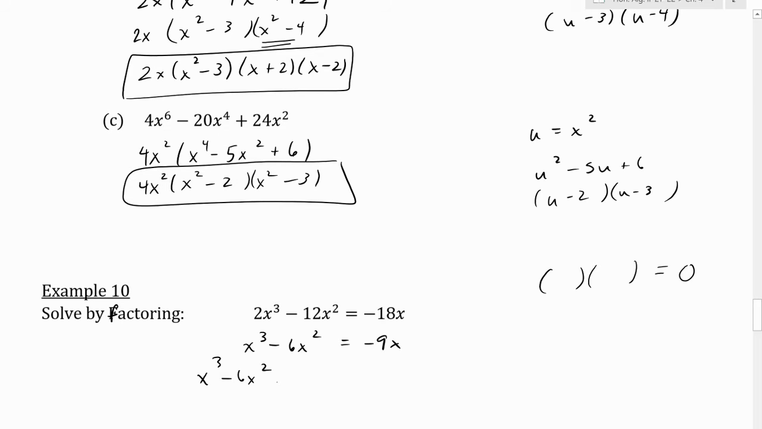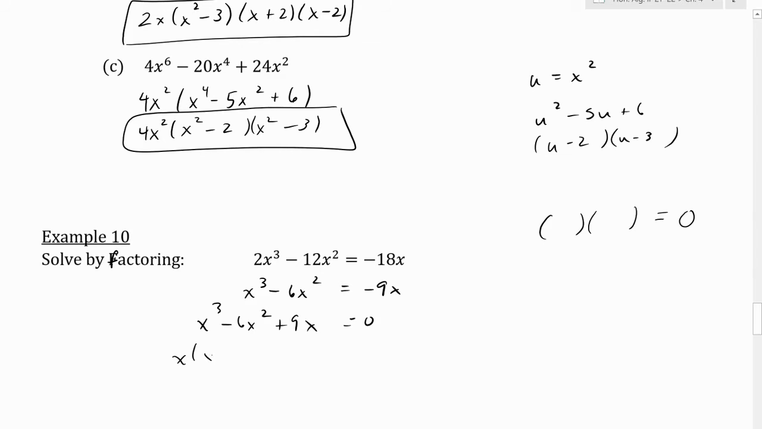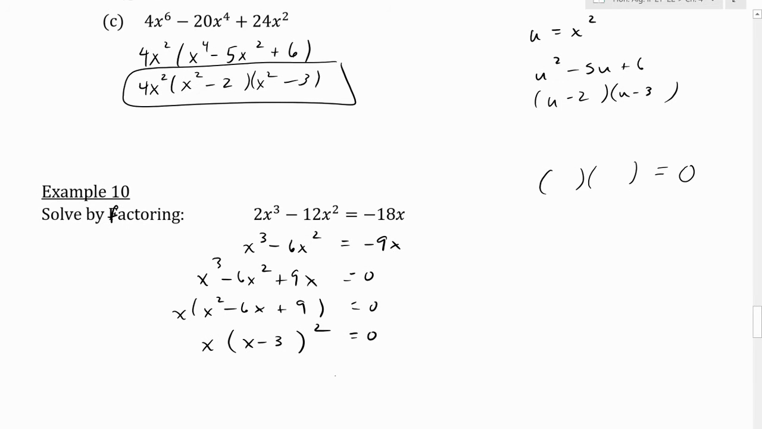So now I'm going to get everything on one side and set it equal to 0. I'll factor the x out. And let's see what we can do right here. Ooh, that's a perfect square trinomial, so there's really no reason for me to ask what multiplies to be 9 and adds to be -6 when I know that's an x minus 3 all squared. So x is either 0 or 3.